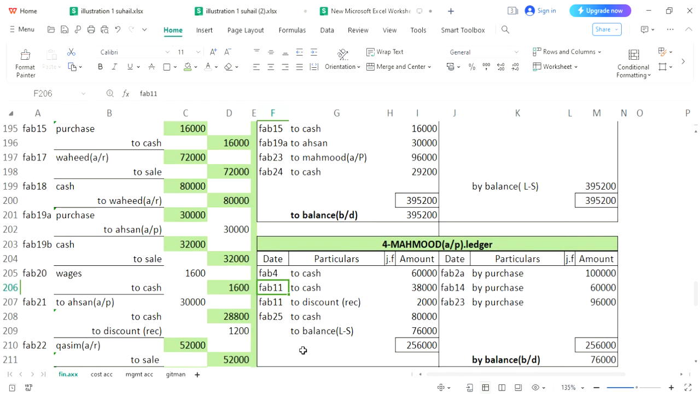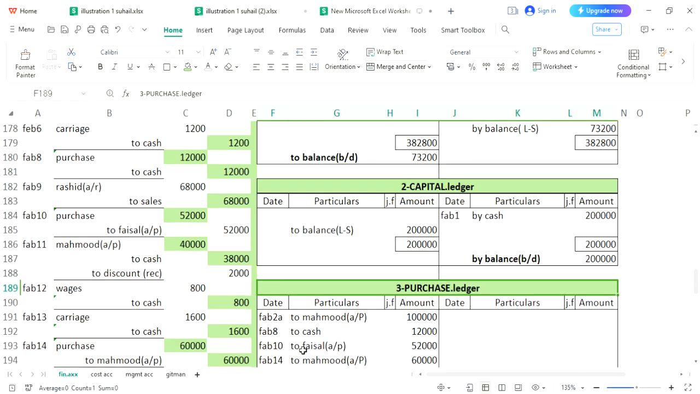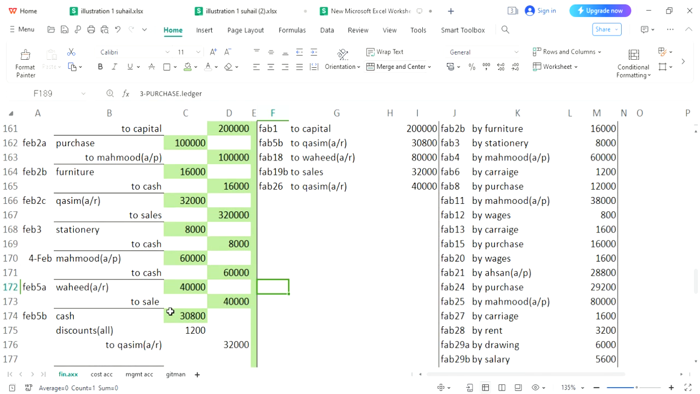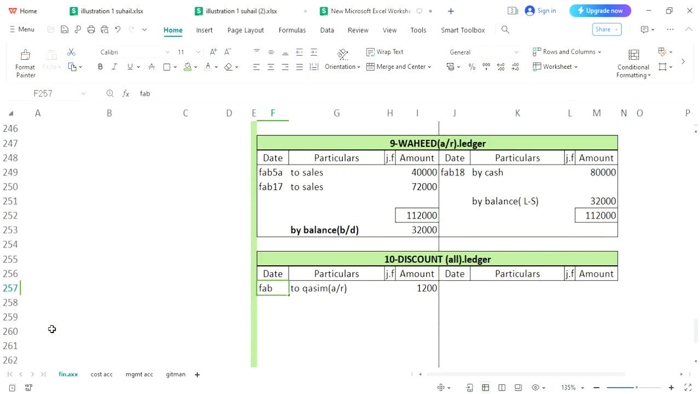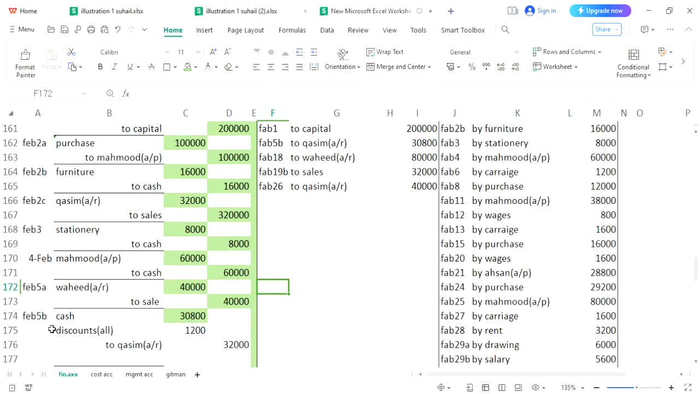Go back and see the date of this 1200. February 5B was the date. We are putting February 5B over here. Date is mentioned, reference is given, amount has been posted. It means entry including 1200 is completed. This was the entry. We are marking it as completed entry. And now we will start our search for discount again.